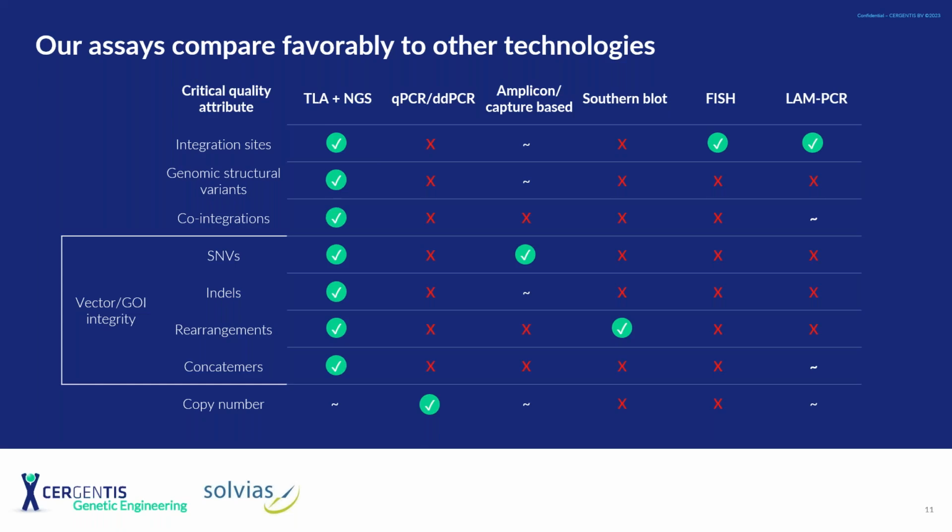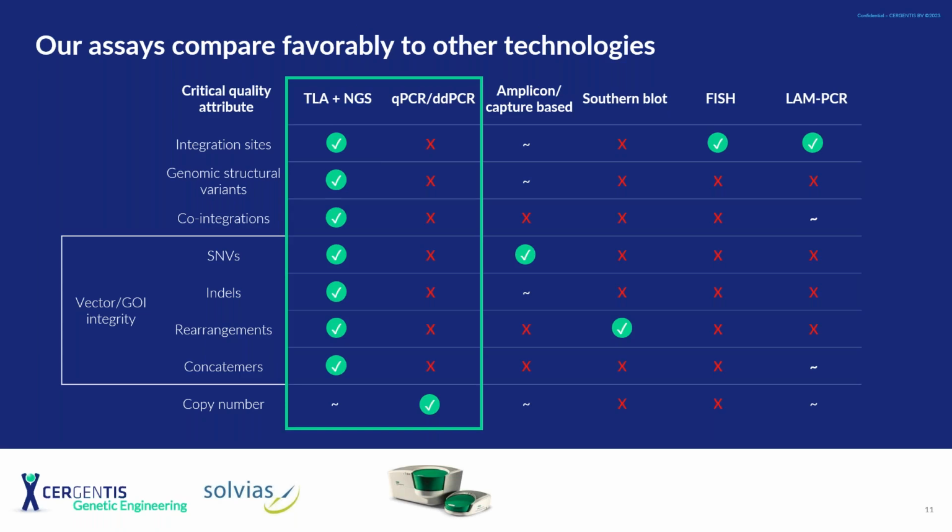So a key distinction of our TLA-based approach is our ability to check both transgene integration sites and the integrity of the integrated sequence in a single experiment. However, as you might know, TLA only provides an estimation for the copy number, and since the FDA puts a strong recommendation to determine the precise vector copy number, we have worked on the solution to determine it. So by coupling TLA-based data with ddPCR results, we are able to get the precise vector copy number as well.